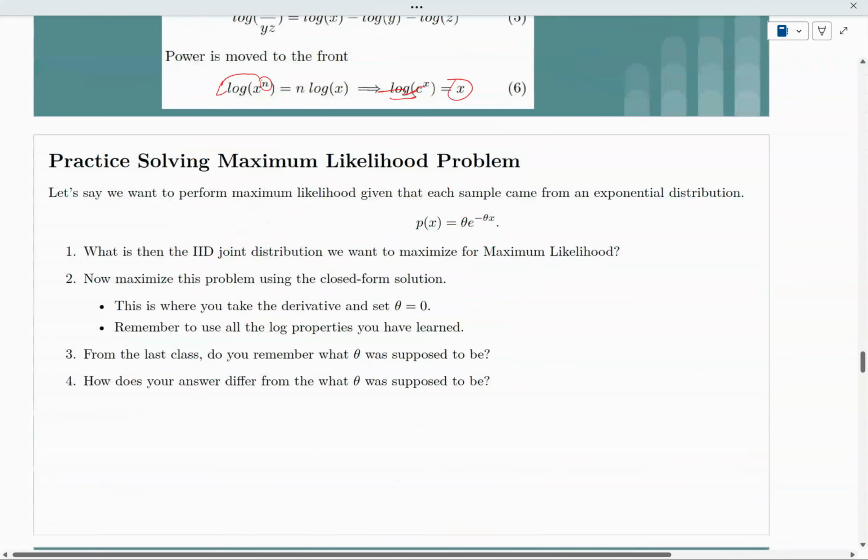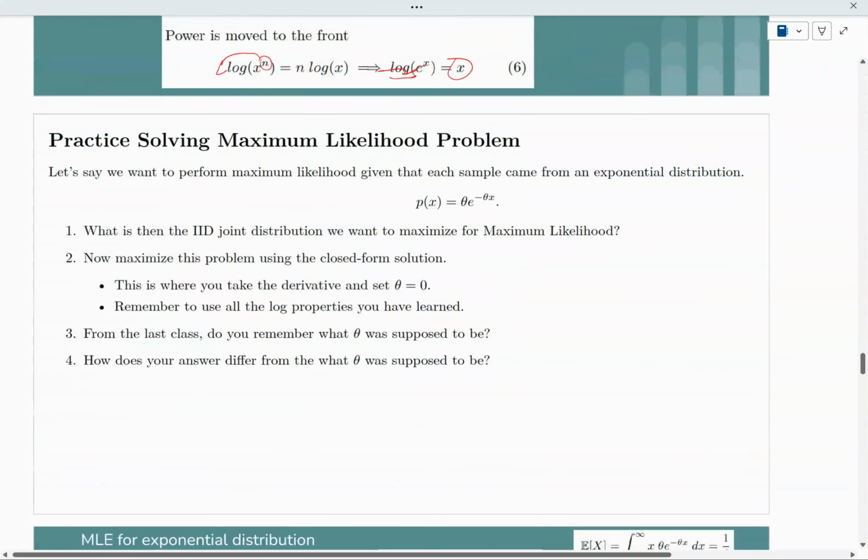Over here, for your next practice question, you want to practice solving maximum likelihood problems.